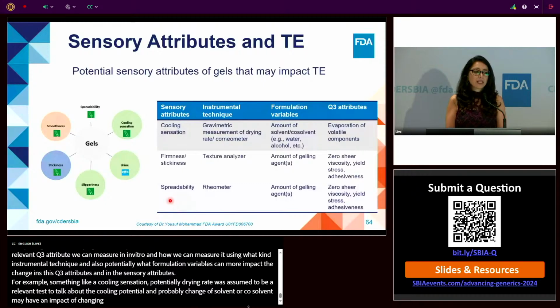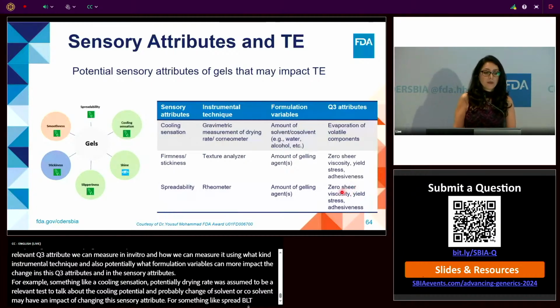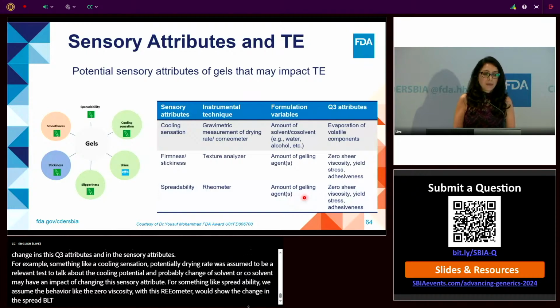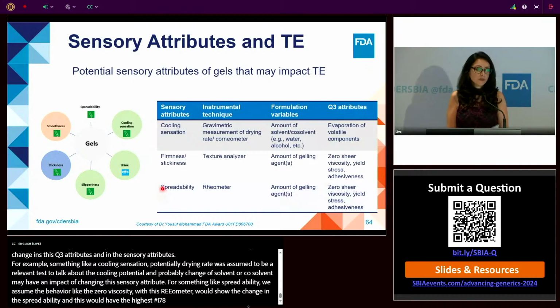And for something like spreadability, we assume that rheological behavior of the gels, like measurement of zero shear viscosity, yield stress, etc., with a rheometer would inform the change in the spreadability, and potentially the amount of gelling agents would have the highest impact in changing these Q3 attributes and this sensory attribute.